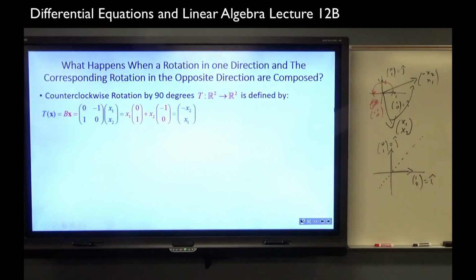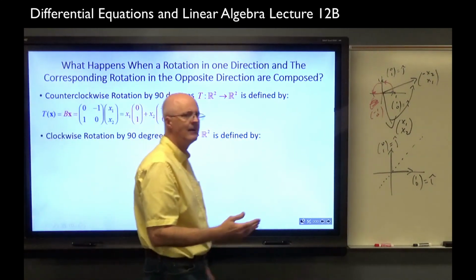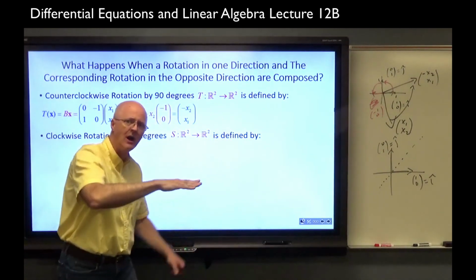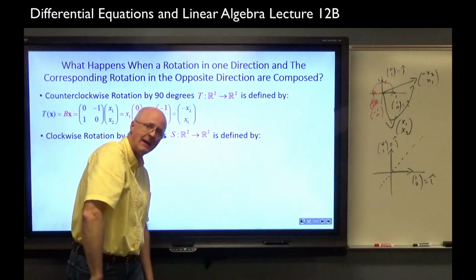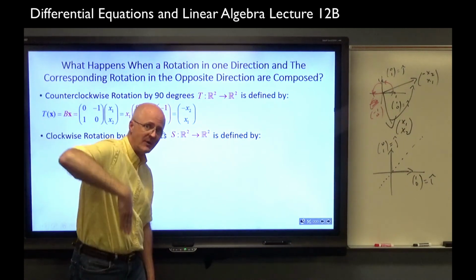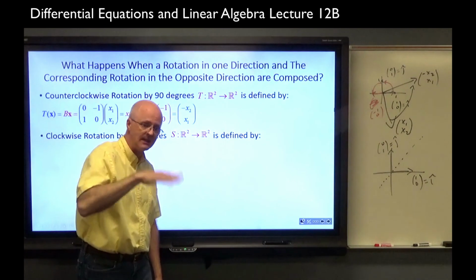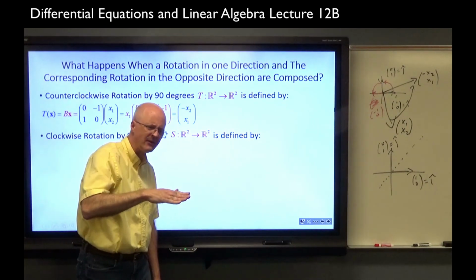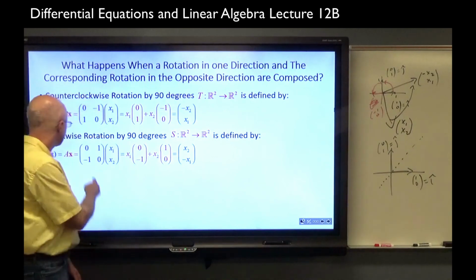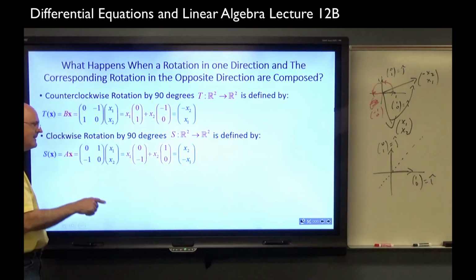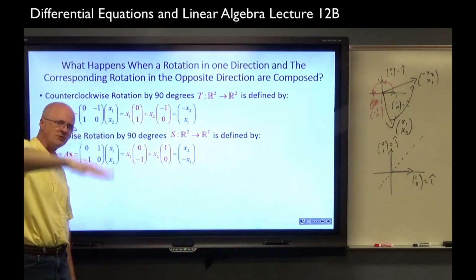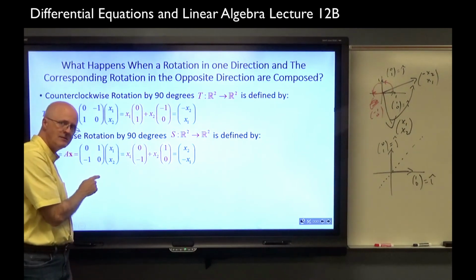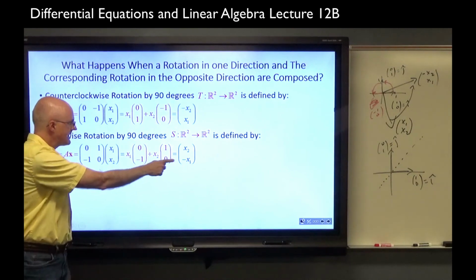Here's our counterclockwise rotation by 90 degrees. This is the same function as the previous slide. What about a clockwise rotation by 90 degrees? I hat, if I go clockwise by 90 degrees, is going to get mapped to negative j hat, going straight down. And j hat is going to get mapped to i hat. 1, 0 gets mapped to 0, negative 1. The first column is going to be 0, negative 1. And j hat, 0, 1, gets mapped to 1, 0. The second column is 1, 0. It simplifies to that.